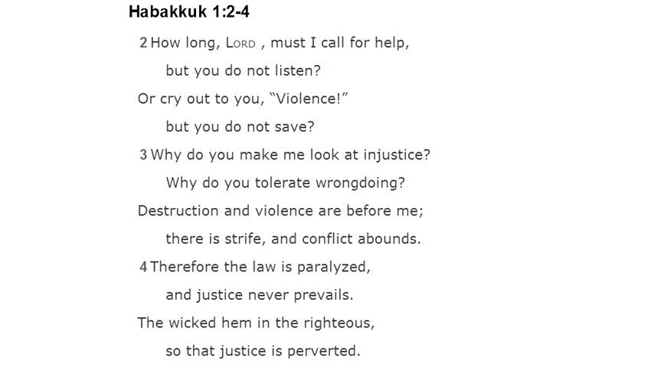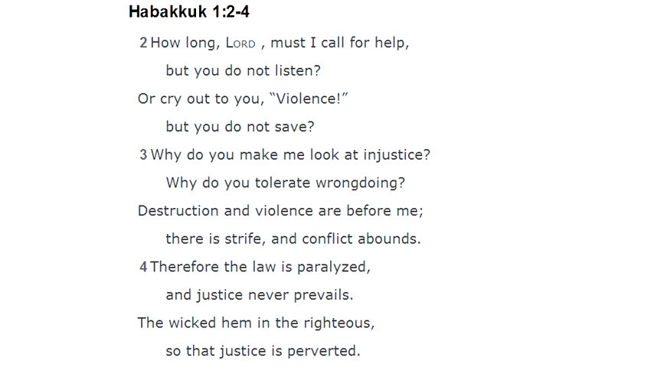We'll talk about that more in a minute, but he's looking around his culture and he's saying, "I cry out to you, violence, but you do not save. Why do you make me look at this injustice? Why do you tolerate wrongdoing? Destruction and violence are before me. There's strife and conflict abounds. Therefore the law is paralyzed and justice never prevails. The wicked hem in the righteous so that justice is perverted."